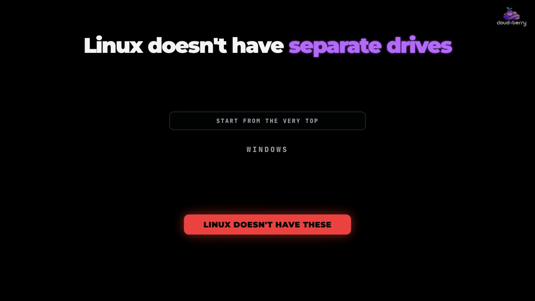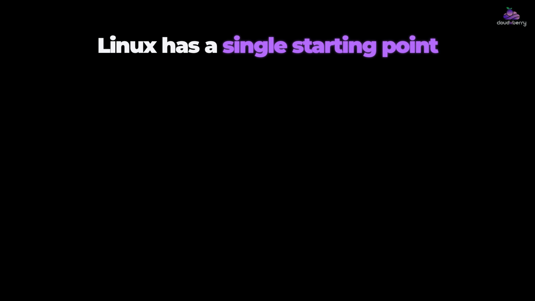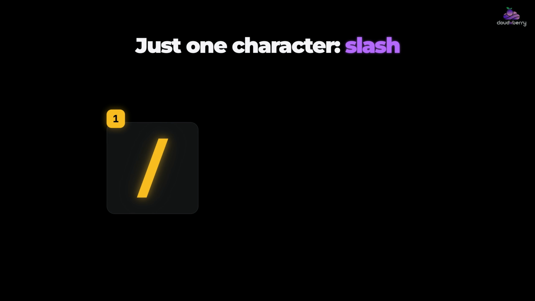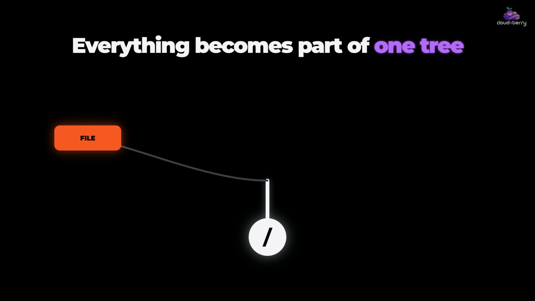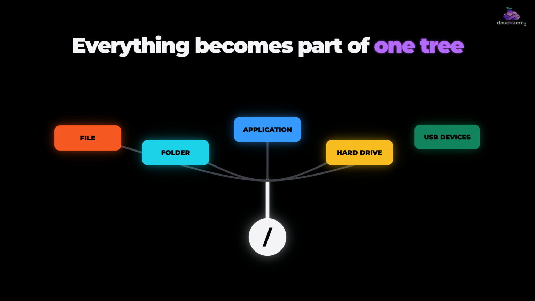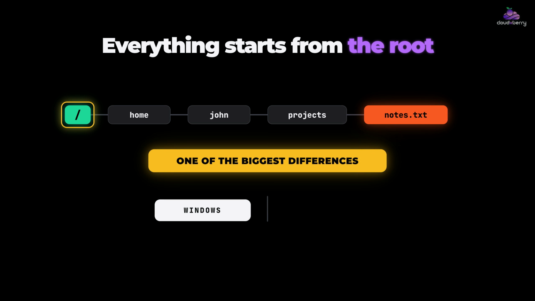Unlike Windows, Linux doesn't have separate drives like C, D, or E. Instead, Linux has a single starting point called the root directory. It's represented by just one character, /. Think of it as the trunk of a tree. Every file, every folder, every application, every hard drive, and even USB devices eventually become part of this one tree. No matter where something is stored, everything starts from the root. That's one of the biggest differences between Windows and Linux.